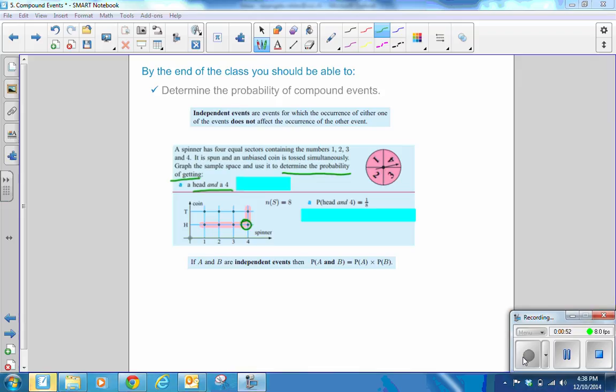Now, we can get the same answer without using the 2D diagram, just using the independent events, which have a formula that says if you're doing the probability of A and B, you can multiply the probability of A times the probability of B.